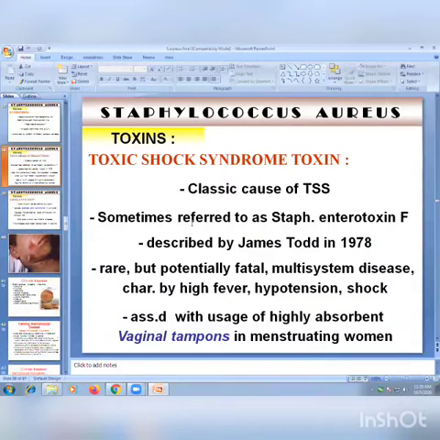Now the next one is toxic shock syndrome toxin. It is the classic cause of TSS, sometimes referred to as Staphylococcus enterotoxin F, described by James Todd in 1978. It is a rare but potentially fatal multisystem disease characterized by high fever, hypotension, and shock, associated with the use of highly absorbent vaginal tampons in menstruating women.